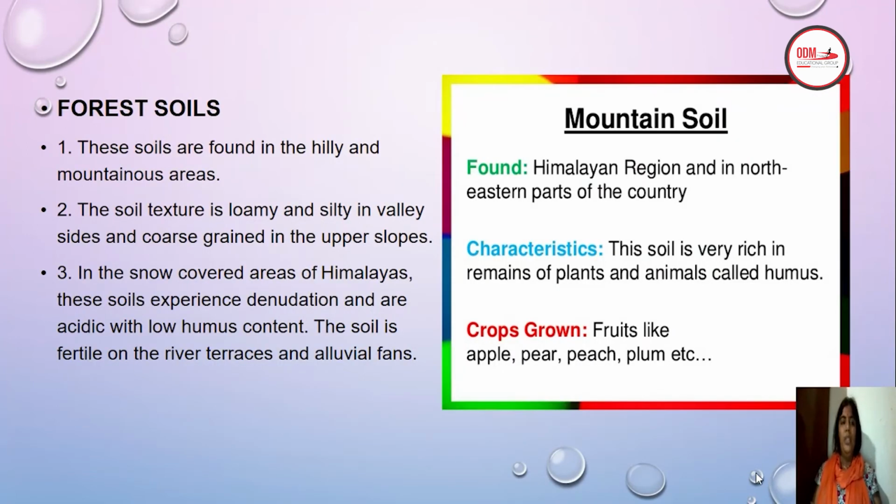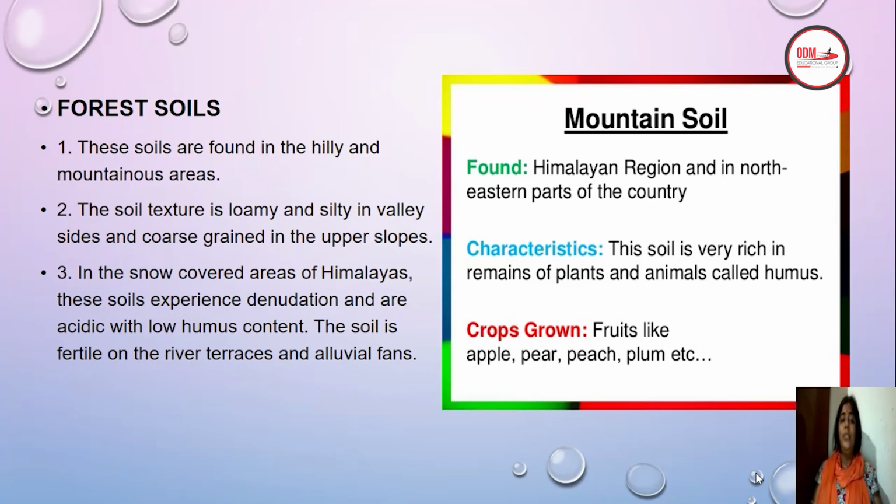The next one is forest soil. These soils are found in the hilly and mountain areas. The soil texture is loamy and silty in valleys, with certain coarse grains in the upper course. In the snow-covered areas of the Himalayas, these soils experience denudation and so they have low humus content. Otherwise, this soil is rich in humus, because of the plant and animal remains.